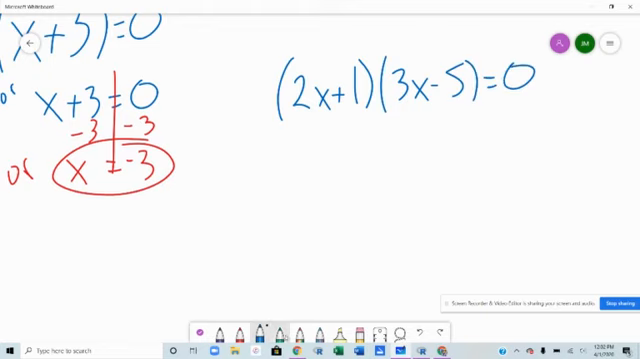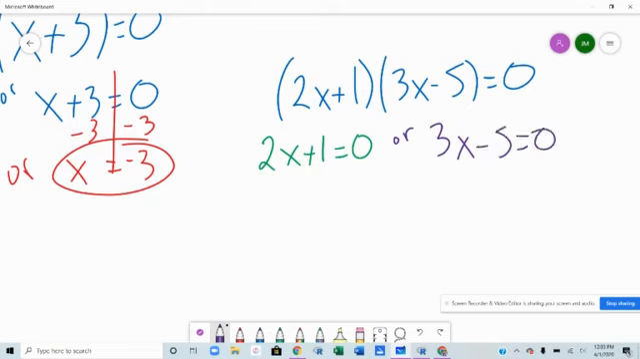Okay. So we still have our 2 things that are being multiplied. I have this set of parentheses times this set of parentheses, and it's set equal to 0. So I can still take the first set of parentheses, 2x plus 1 equals 0. Or I can take the second set of parentheses, 3x minus 5, and set it equal to 0. You're still going to solve. You just need to notice that this time there's more than one thing to do.